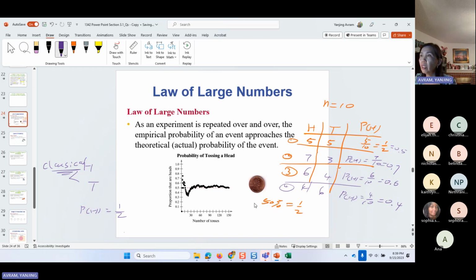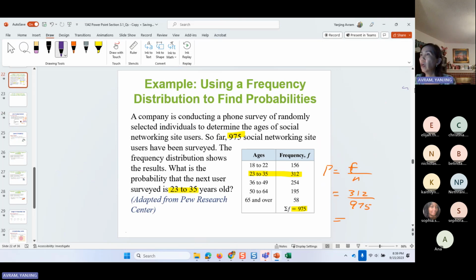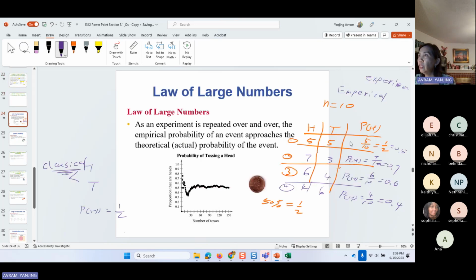All right, but if I ask you to flip the penny 10 times, this is called empirical probability. It's according to the real experiment. And that one is sometimes a little bit different from the classical probability.